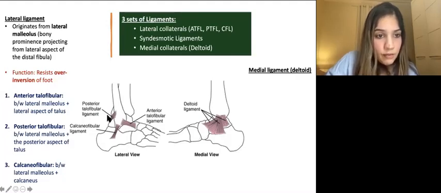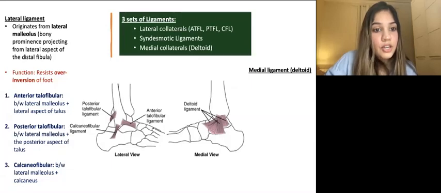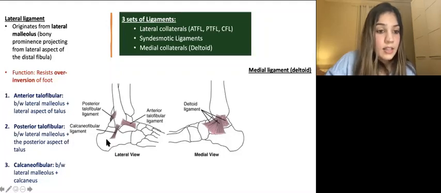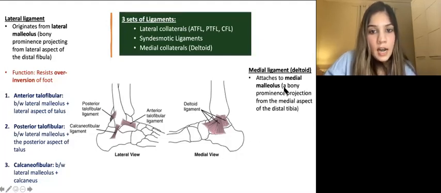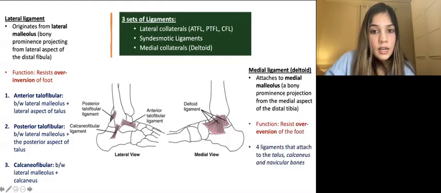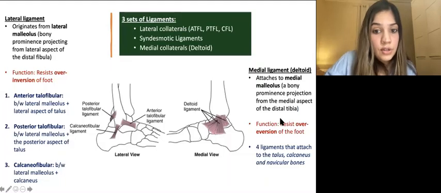You have the posterior talofibular ligament, which again is from the lateral malleolus to the posterior aspect of the talus. And then you have the calcaneofibular ligament, which is between the lateral malleolus and the calcaneus bone, which we will go through in the bones of the foot section. And for the medial ligament, just know that there's a deltoid ligament which attaches to the medial malleolus. And opposite to the lateral ligament, the function of the medial ligament is to resist over eversion of the foot.